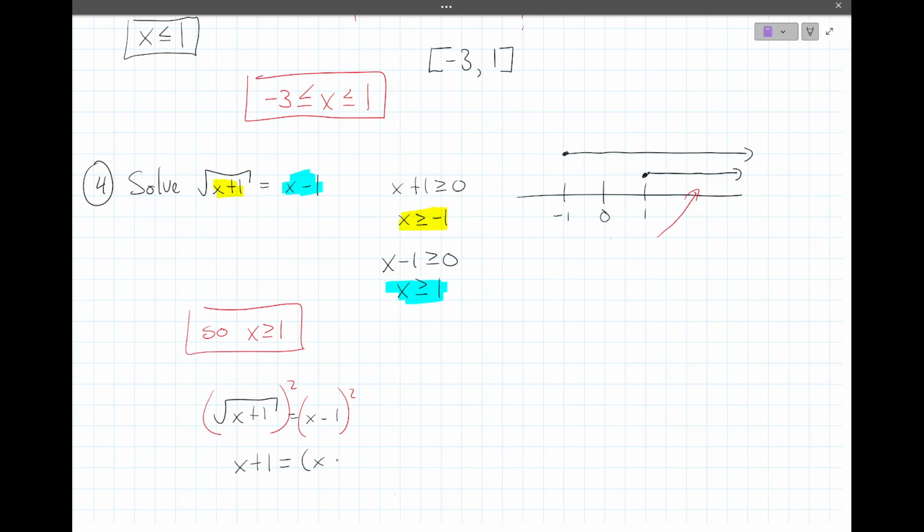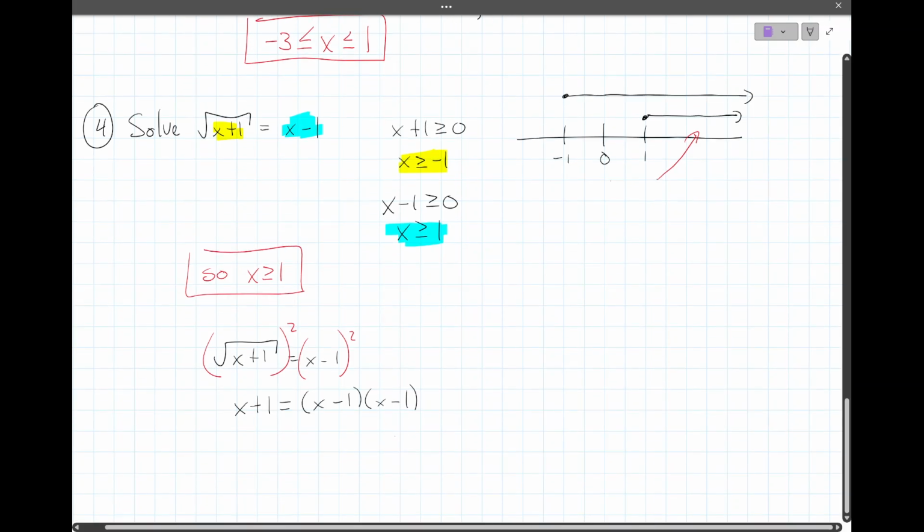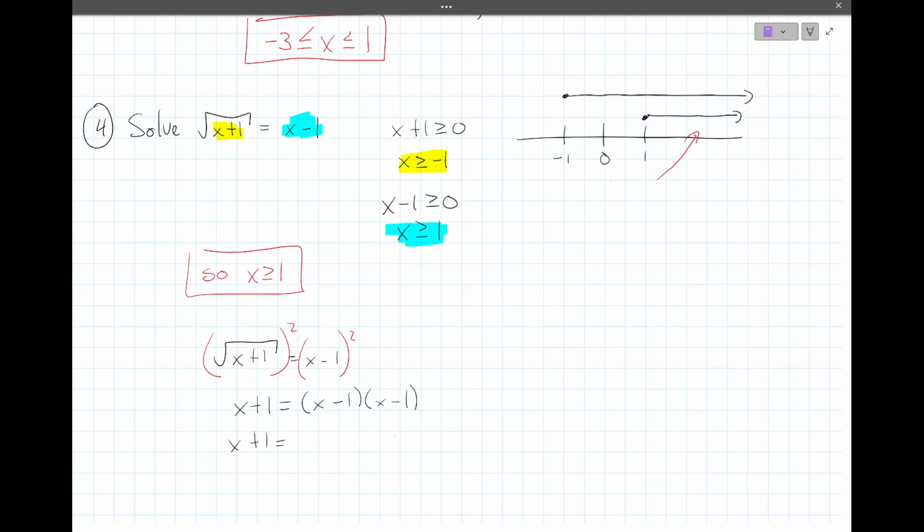But here I'm going to get x minus 1 times x minus 1, right? I've squared it, but now I need to do all the operations. So I'm going to do the FOILing operation here, right? If I have two binomial factors, I'm going to do the FOILing, get that taken care of, and then I'll get x squared minus 2x plus 1. And let's do a little algebra there. Minus x minus 1, minus x minus 1.